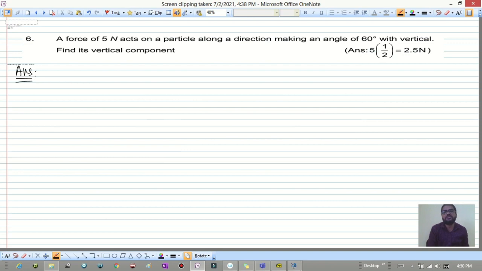Sixth question, as you can see, a force of 5 Newton acts on a particle along a direction making an angle 60 degree with the vertical. Find its vertical component. So we have force, this is the force of magnitude 5 Newton. It makes an angle of 60 degree with vertical, right? So we want its vertical component. So this component is how much? And this is the horizontal component which we have.